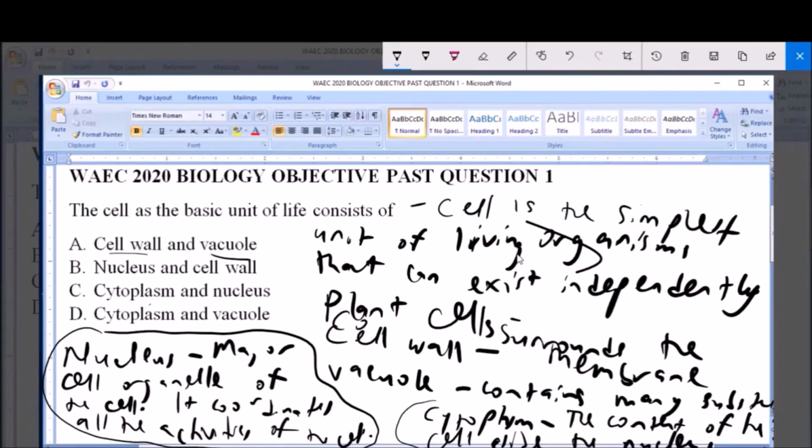So majorly, you can say the cell consists of two parts: the nucleus, which is the major and central organelle, and then the cytoplasm, which consists of other organelles and every other content within the cell apart from the nucleus. So the cytoplasm and the nucleus, which is option C, is the basic way you can classify the content of the cell, or what the cell consists of. Every other thing is either around the cell or within the cell.